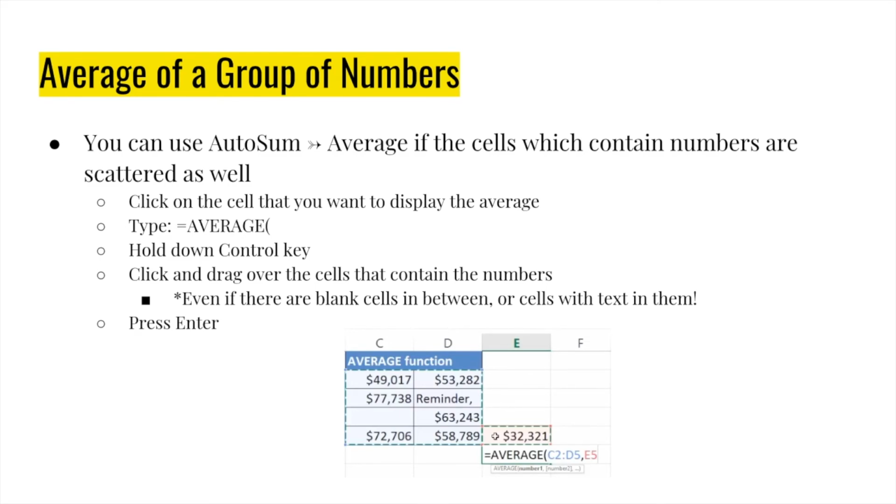To do this, click on the cell that you want to display the average, then type equals AVERAGE and an open parenthesis. Hold the Control key, then click and drag over the cells that contain the numbers, then press enter. This will even work if there are blanks in between the cells or text in them.